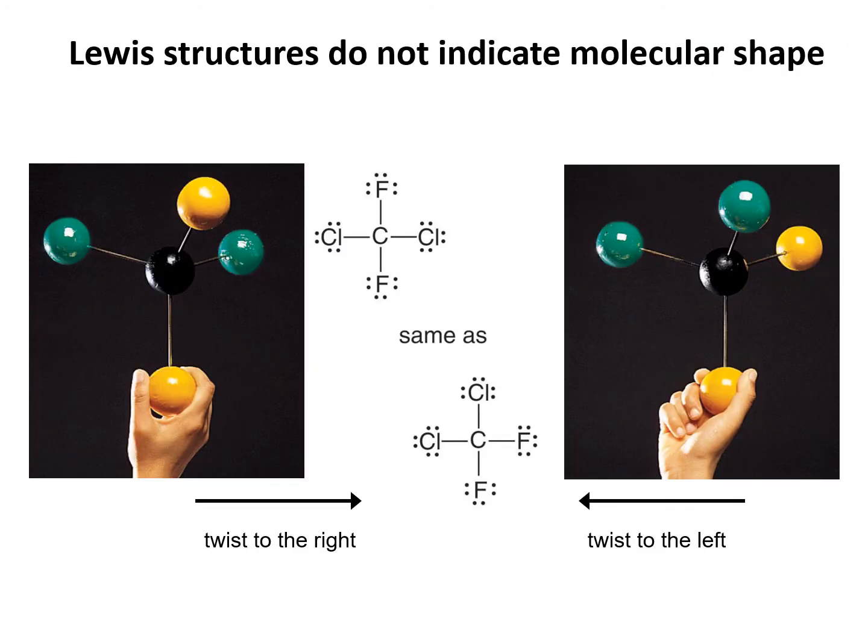Now, it's important to remember that Lewis structures are only two-dimensional representations of molecules. However, molecules are actually three-dimensional. So here we can see two Lewis structures which at first glance appear to be different. However, by looking at the three-dimensional model of the molecules, we can see that those models are actually identical. And so therefore these Lewis structures are also identical, even though they may look different.